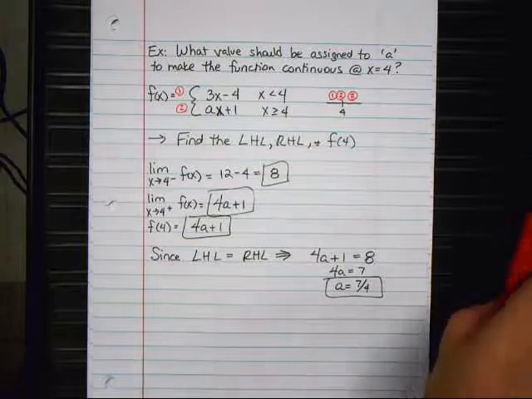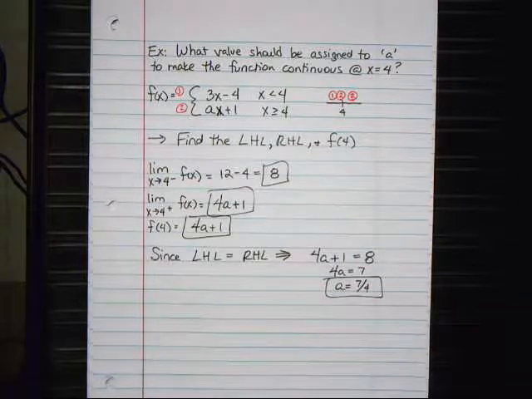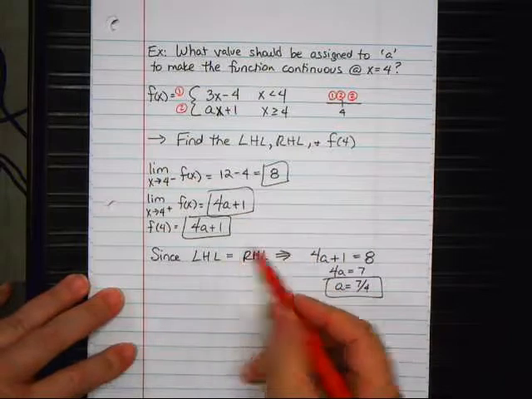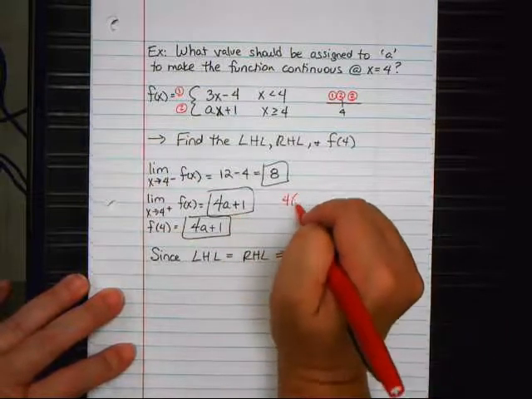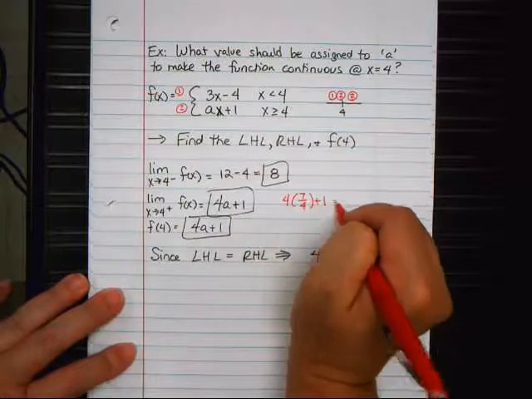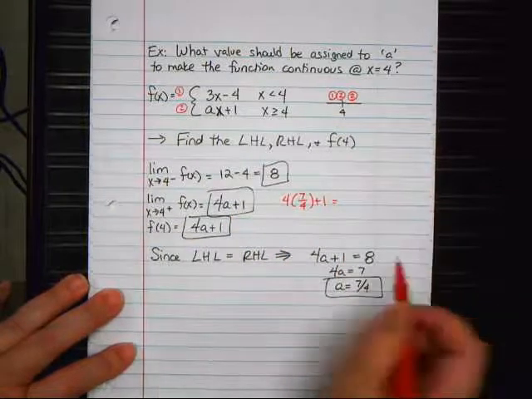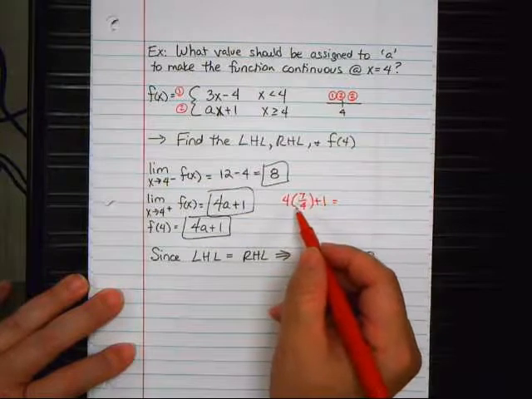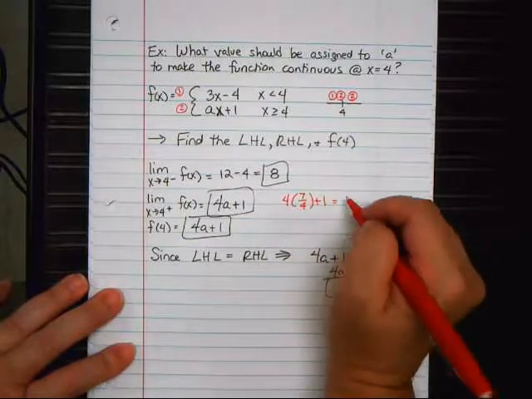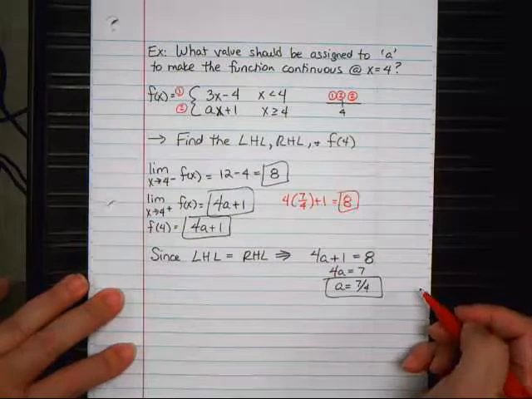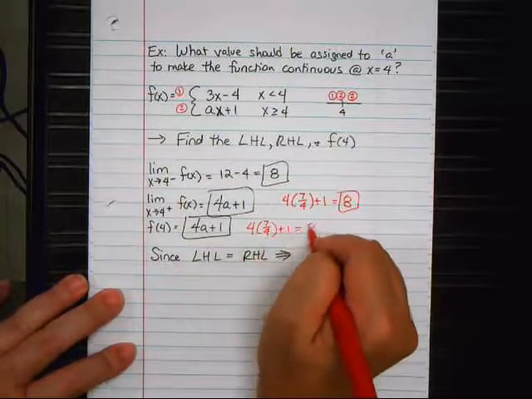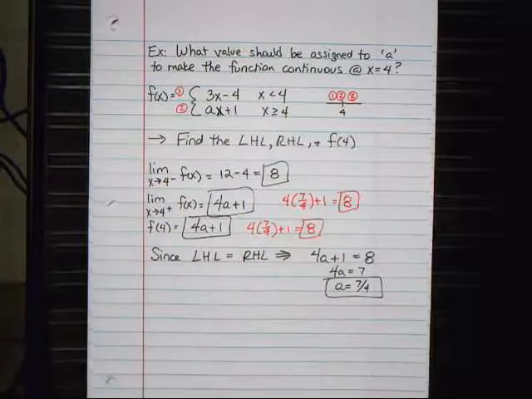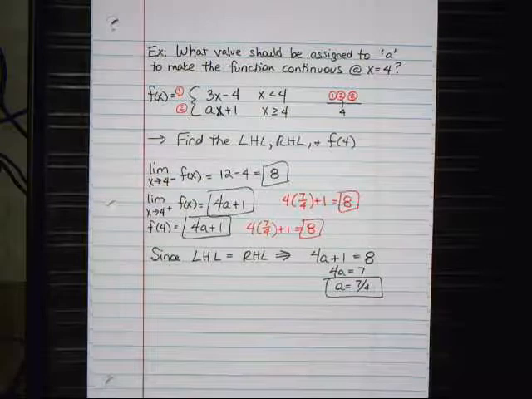Okay? I'm going to check it. In order to be continuous, these three have to be the same. Substitute 7/4 into here. 4 times 7/4 plus 1. 4 times 7/4 is 28/4, which is 7, plus 1. Sure enough, that's 8. Do it in this one. Same thing, 4 times 7/4 plus 1. They are all 8, therefore it's continuous. I haven't even drawn a picture, but I know it's continuous. Okay?